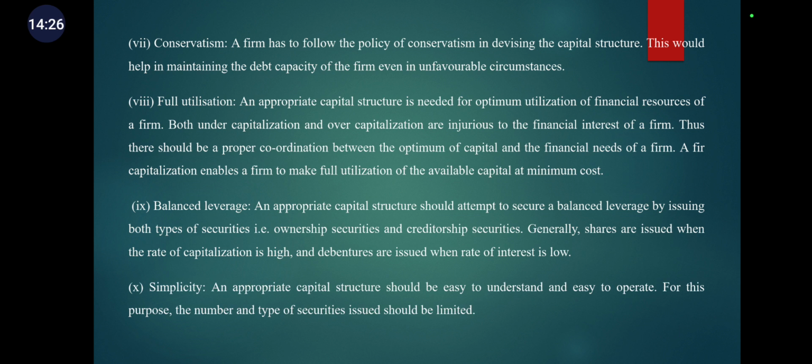And the last one is simplicity. This optimum capital structure is very easy to understand and easy to operate. For this purpose, the number and type of securities issued should be limited. When a person has deep knowledge and expertise in fixing the capital structure, it is very simple and very easy to operate. So simplicity is one of the features of a capital structure.